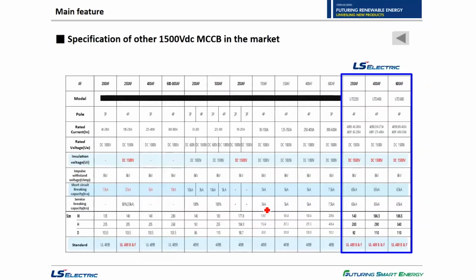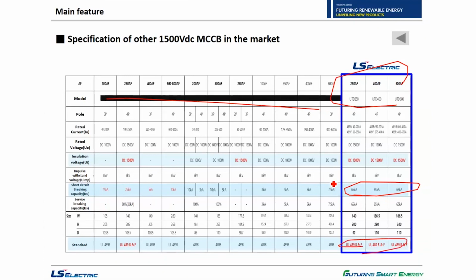Main specifications of 1500 DC volts UL MCCBs in the market are listed on this table. Even if we could not name all those market players here, hope you understand, we can see the specification of LS UL MCCB on the right side is even leading the market in terms of breaking capability and the dual certification.